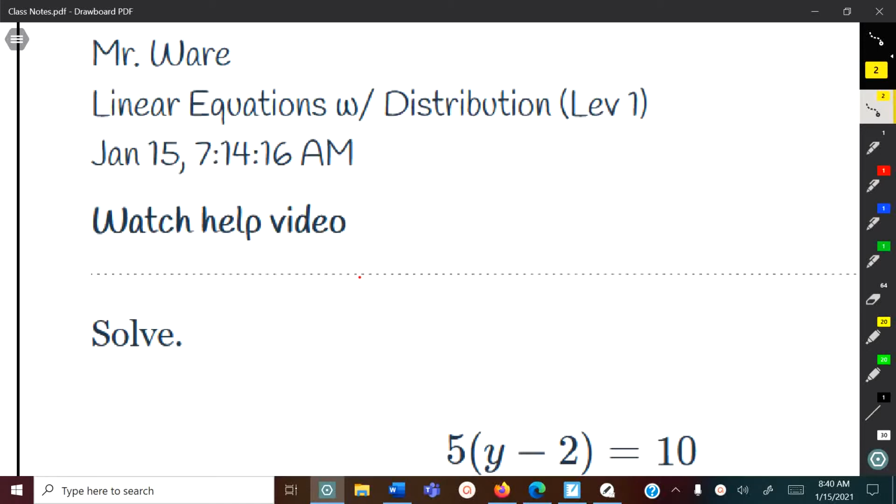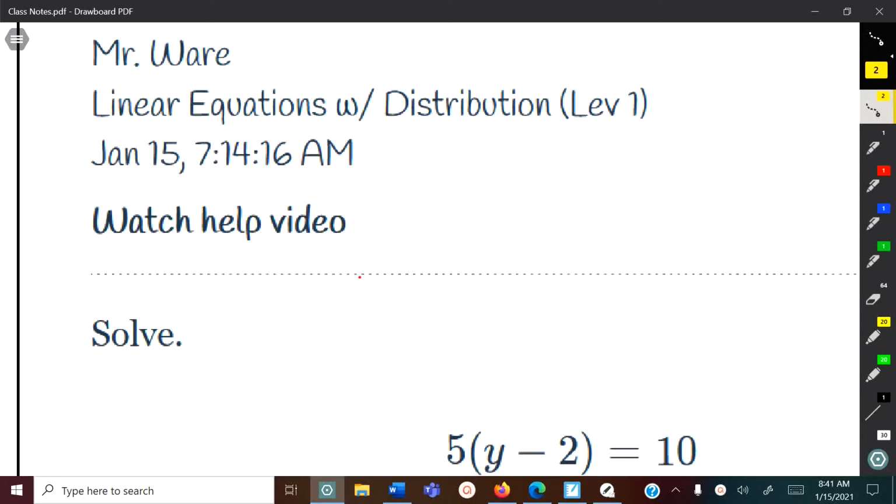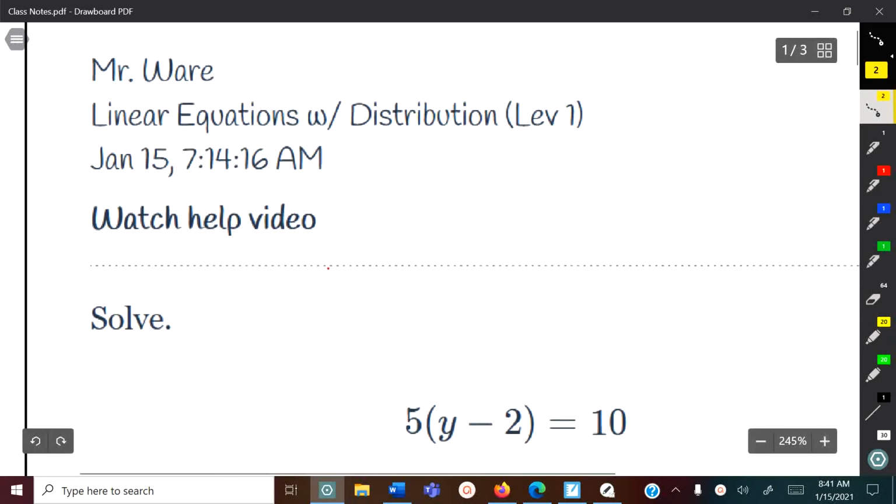As always, anytime you're working these out on Delta Math, you can always watch the help videos and see some examples that are already made for you. Let's begin with our first example, and we're continuing and building on what we did before from two-step and multi-step equations. So here's our first example.